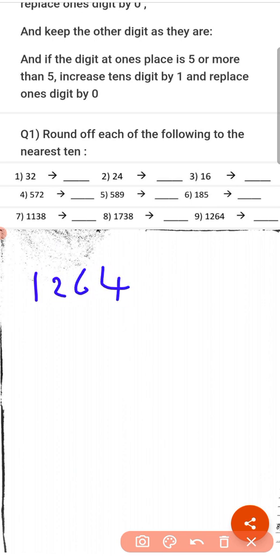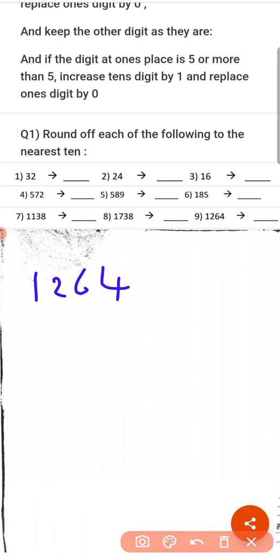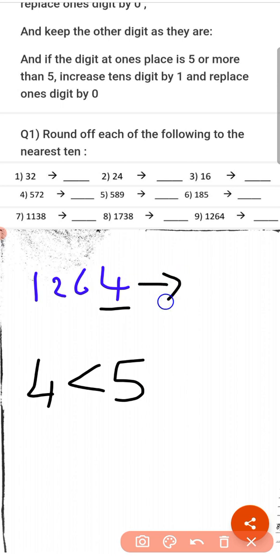Next is 1264. First check the which place, children? Say, check the digit at the ones place. 4. 4 is less than 5. So what will we do? Simply replace 4 by 0 and write the remaining digits.